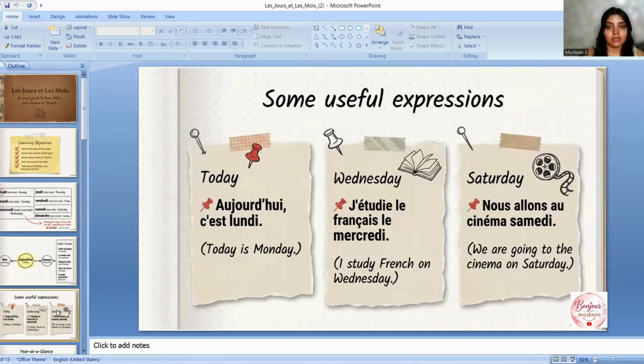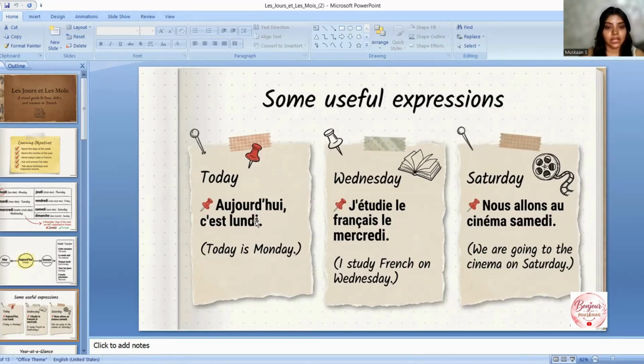Excellent. Now let's see some useful expressions and their examples as well. The expressions that we did before, we have created sentences with them. Now let's see the sentences. First is today. Aujourd'hui c'est lundi. Today is Monday.